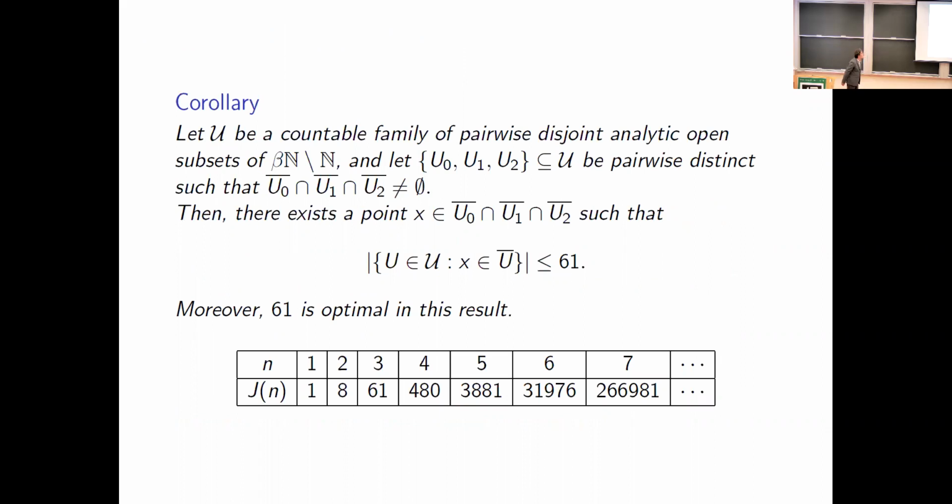So you have an infinite family of pairwise disjoint open subsets of beta n minus n. Each of them is descriptive, actually analytic, reasonable. The point is that there are infinitely many pairwise disjoint. You take arbitrary 3 of them and assume that they have a common point in all their boundaries. Then you can find another point that avoids as many as possible. And 61 is the best possible. In other words, you can always avoid everybody else except 61.